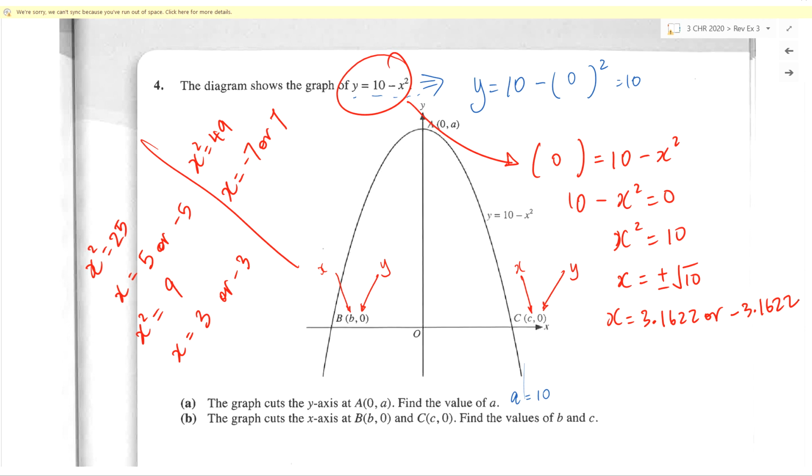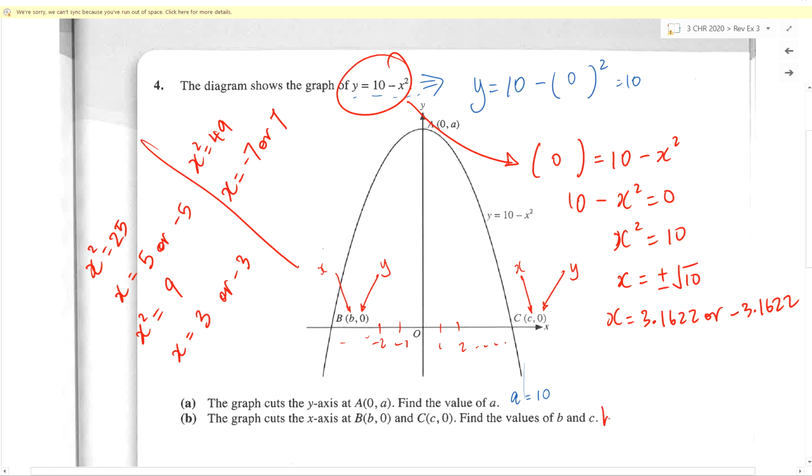So one of them must be B and one of them must be C. How do you decide which is which? Looking at the number line, which is smaller, B or C? Which is the smaller number? It has to be B since it is on the left hand side. And in fact, I can tell that B is a negative number because over here will be negative 1, negative 2, so on and so forth. And here we have 1, 2, so on and so forth. So B has to be negative 3.162.